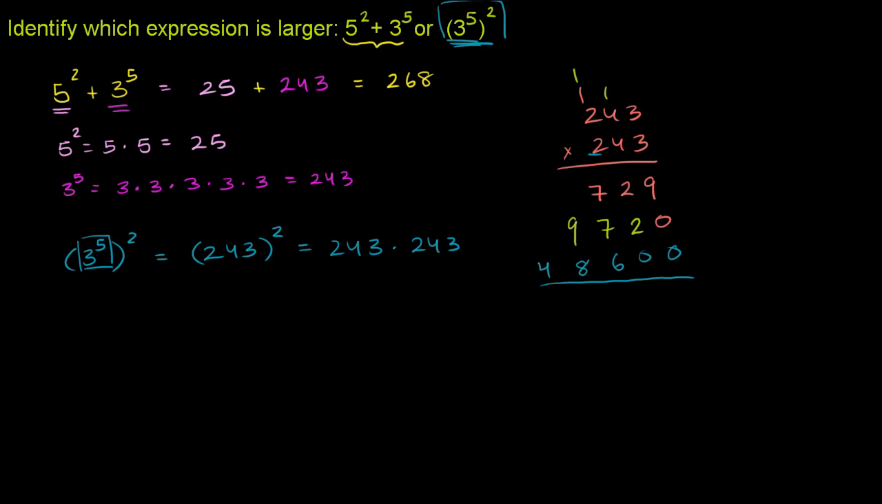And what do we get? We get 9, just a 9 there. 2 plus 2 is 4. 7 plus 7 is 14, plus 6 is 20. 2 plus 9 is 11, plus 8 is 19. 1 plus 4 is 5. So you get 59,049, which is clearly way bigger than 268. This expression right here is 59,049.